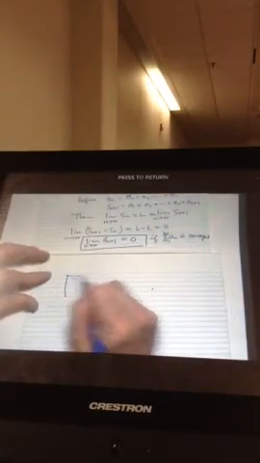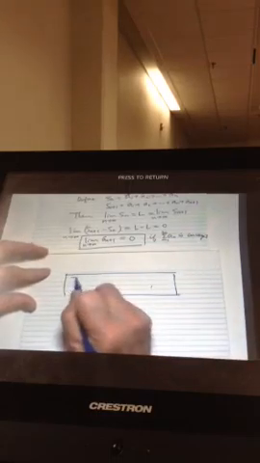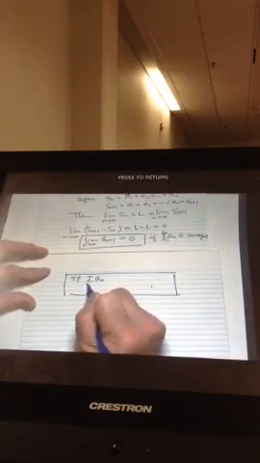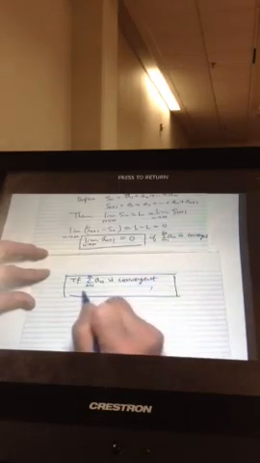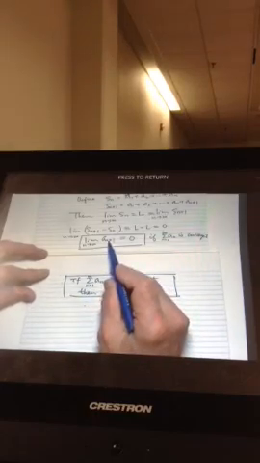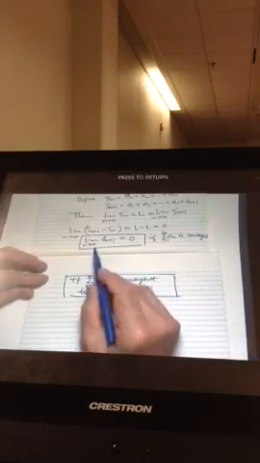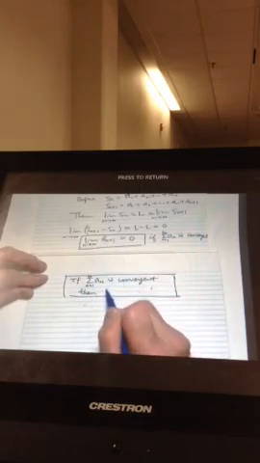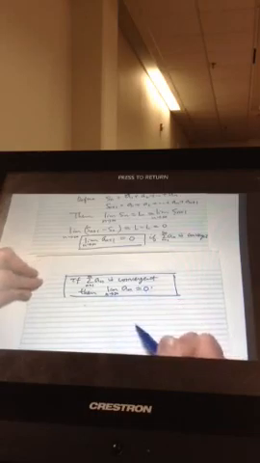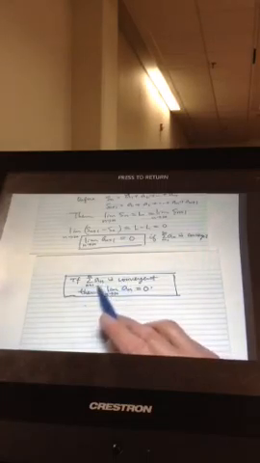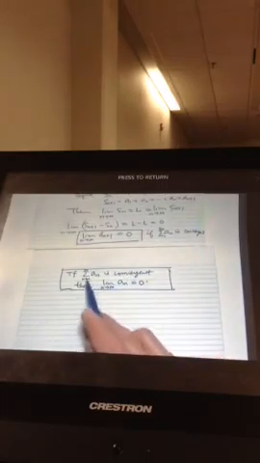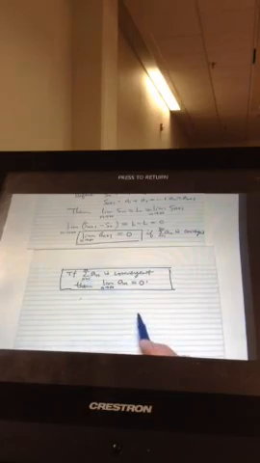Therefore, I'm going to write this as a property here. If the series of a sub n is convergent, then, since this is just the n plus 1 term, I can change the index to n, the limit of a sub n must be 0. If the series is convergent, then the limit of the nth term must go to 0.